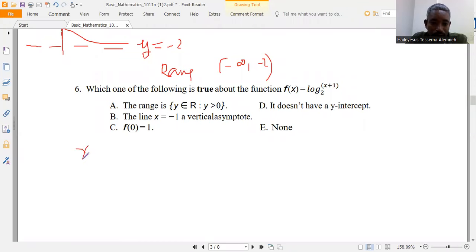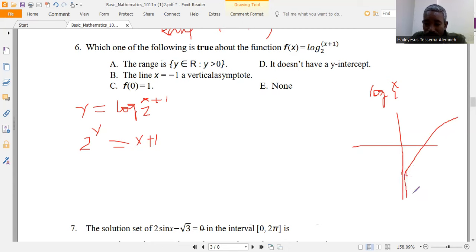Now, the original function is log x in base 2. The graph of log x in base 2 is just the inverse of the exponential function 2 to the x, which is similar to this one. Now, the x plus 1 moves the graph horizontally, to the left or to the right. Now let us see that.